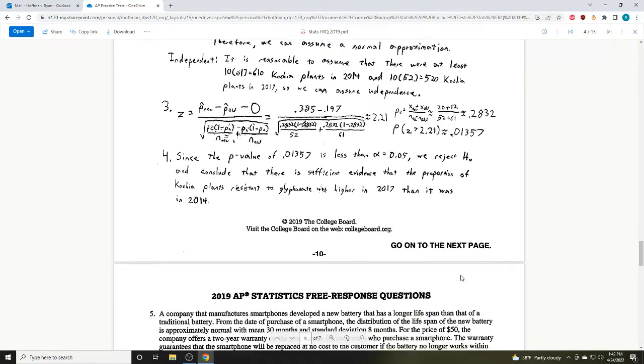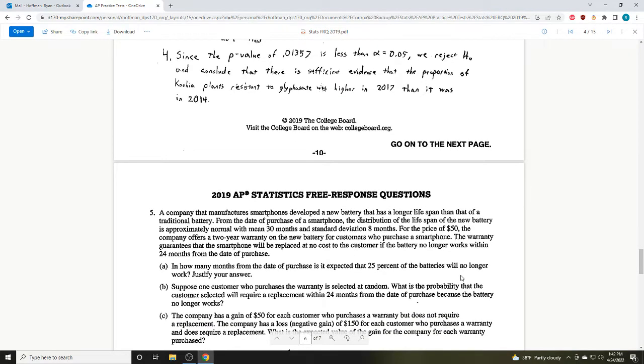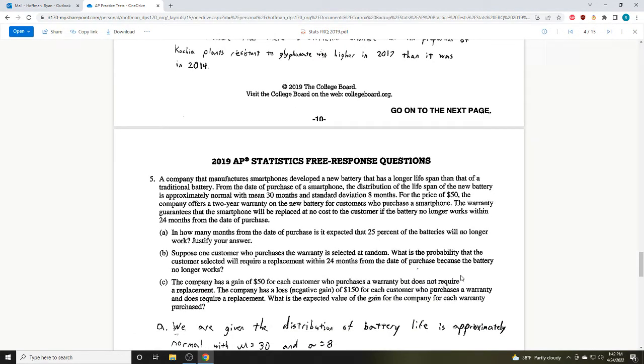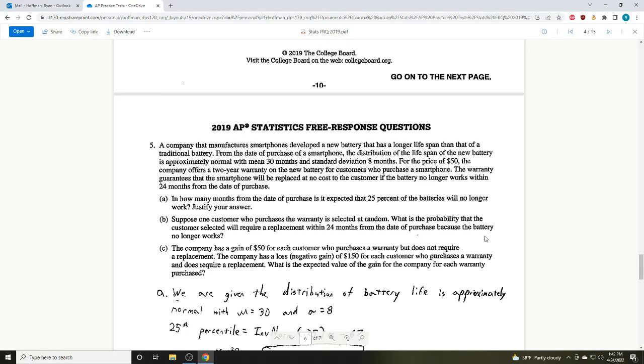Question 5. This one's about normal distribution. So the first thing I did was I stated that it's a normal distribution. Here's the mean, here's the standard deviation.